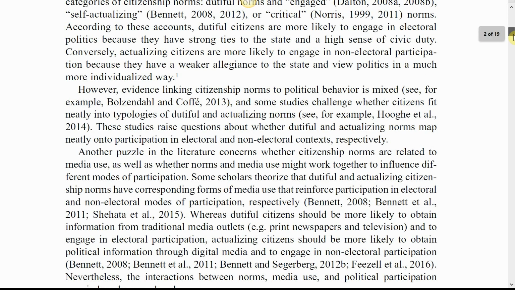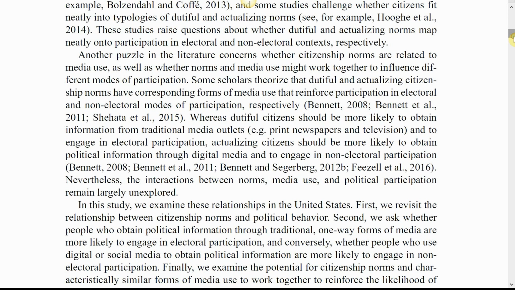And notice how they phrase this next paragraph, "another puzzle." So that's drawing the reader in. Sometimes scholarly articles can be dull and not necessarily well written, but when you use words like this, it draws in the curious investigator. Oh, it's a puzzle.